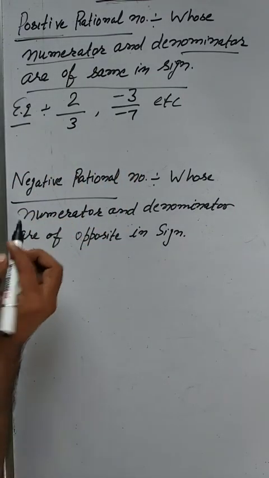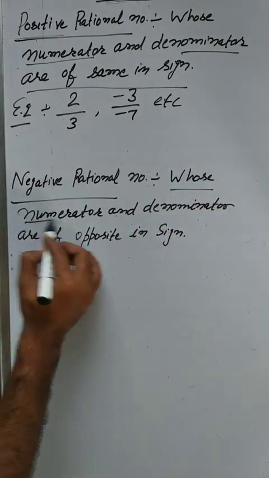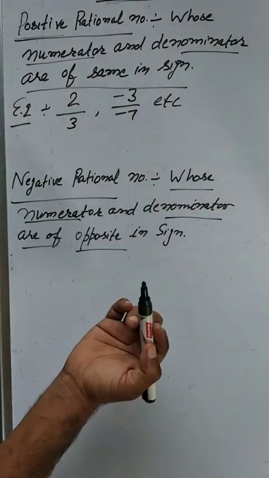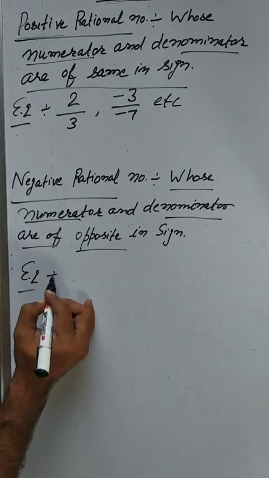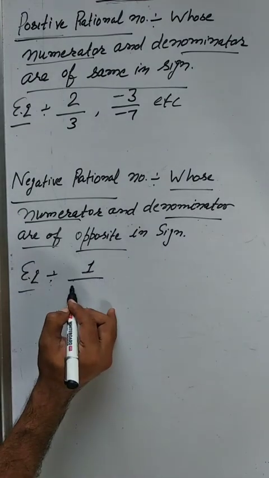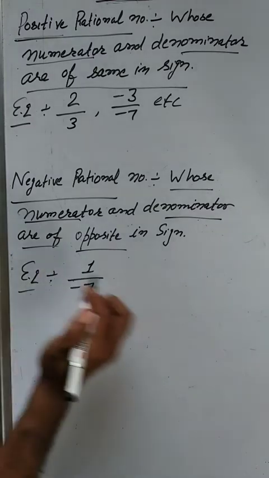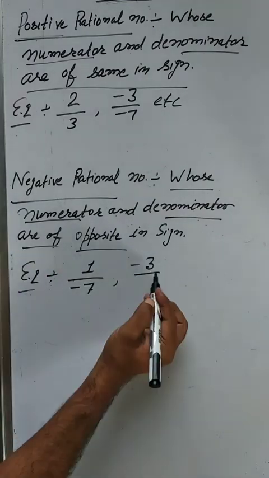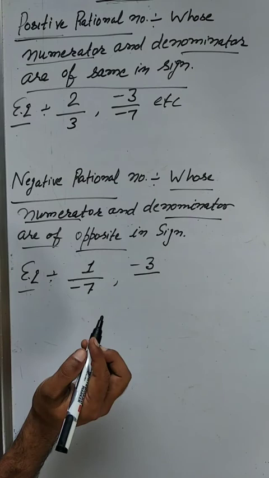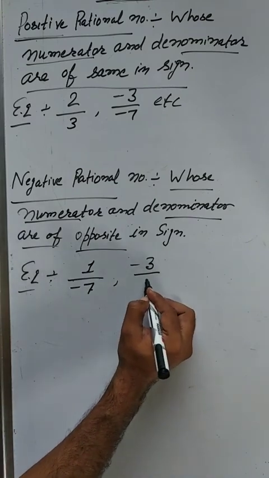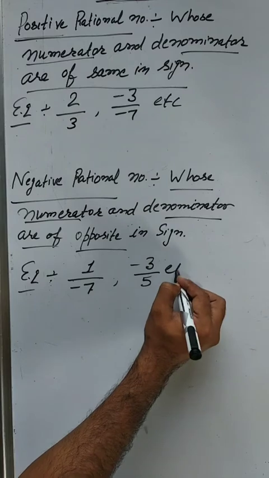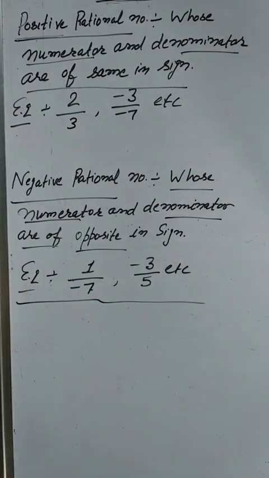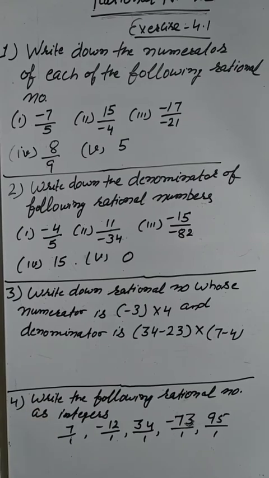Clear? So a negative rational number is one whose numerator and denominator are opposite in sign. If the numerator is positive, the denominator should be negative, like 1 upon minus 7. And if the denominator is negative, okay, like minus 3, the numerator should be positive. Clear beta? These are positive and negative rational numbers. Understood? Yes beta.